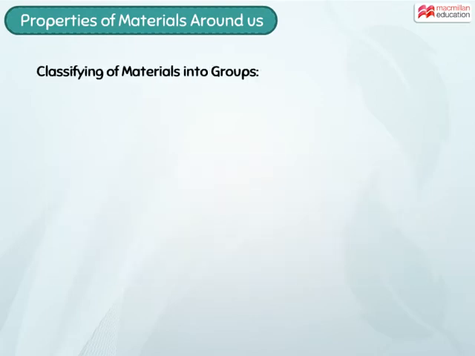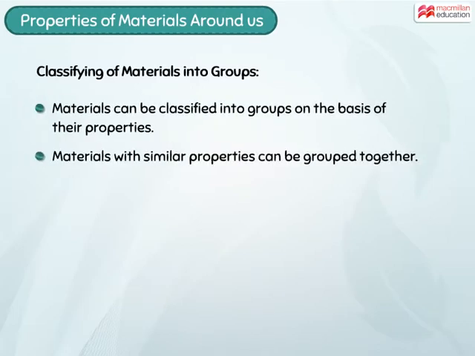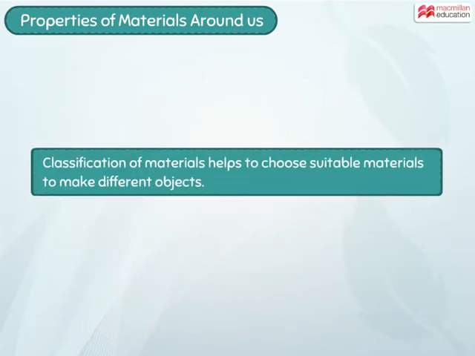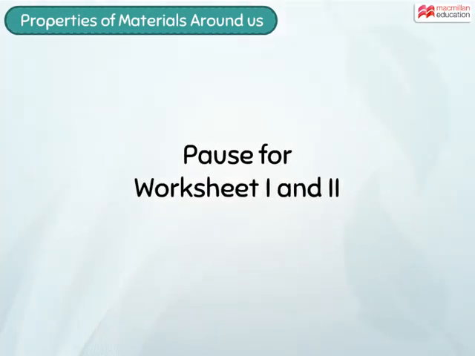Materials can be classified into different groups on the basis of their properties. Those with similar properties can be grouped together. Classifying them into groups helps us to choose the suitable material to make different objects. If a person needs to make an umbrella, he would know which group of materials to choose from. Now, complete the given worksheets.